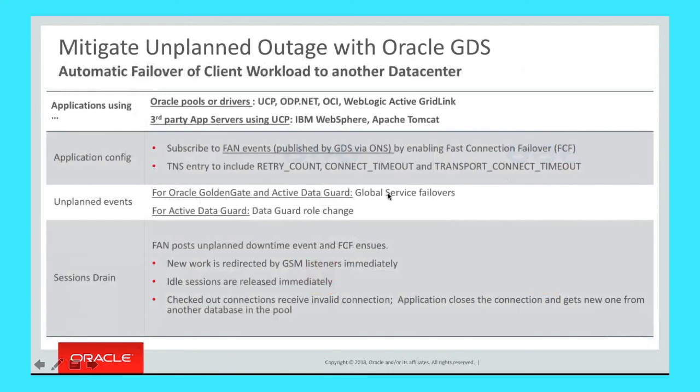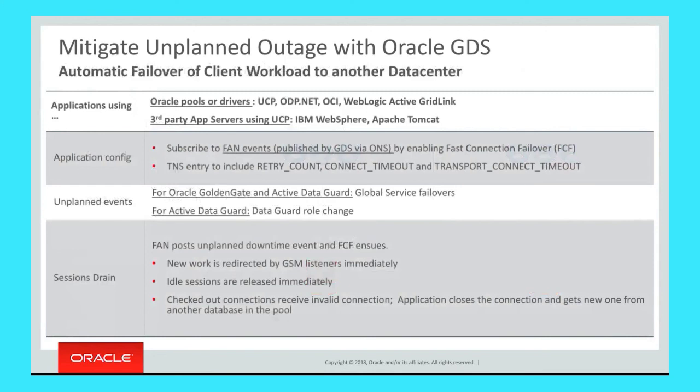So now, unplanned events, and then planned ones, for GoldenGate. It will be the global service failover. That means a preferred database went down and the service has come up on the available one, right? In that scenario, what happens? The moment the service fails over to the second database, the FAN notification is published by GSMs, right? And the fast connection failover ensues. So as part of the fast connection failover, your new work is redirected by GSM listeners immediately, right? So GSMs know where this new service is being offered, and it'll route the new workload to that database.